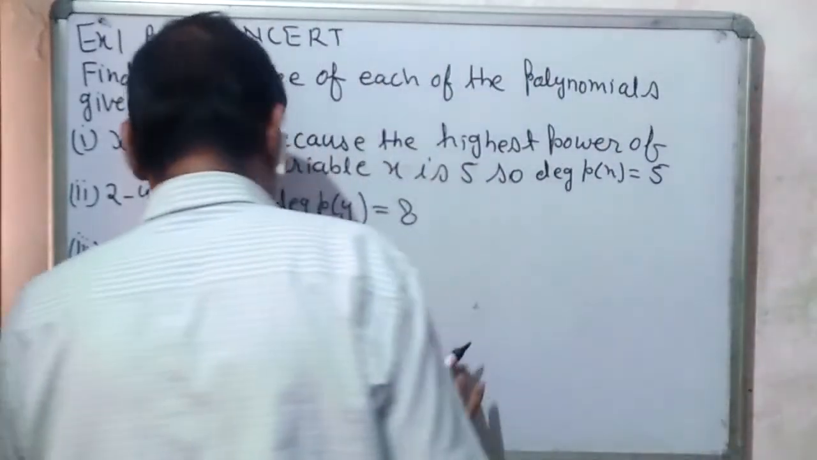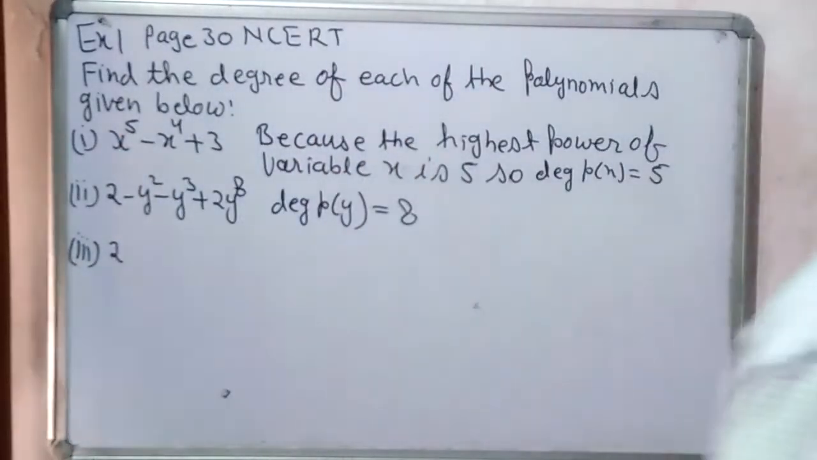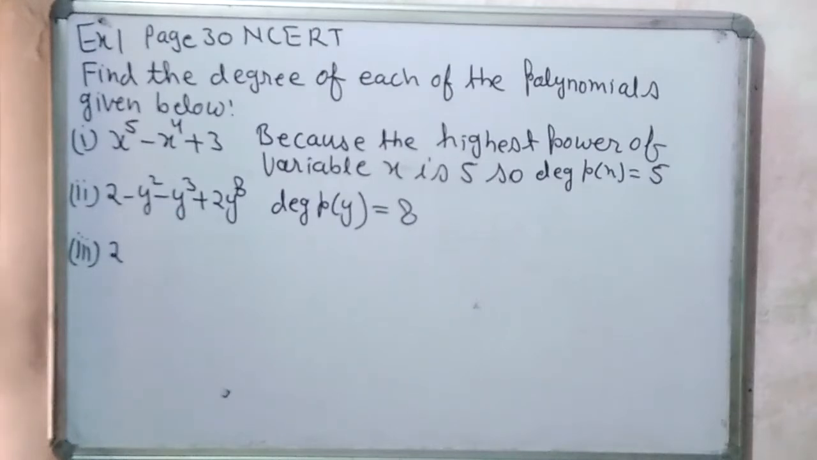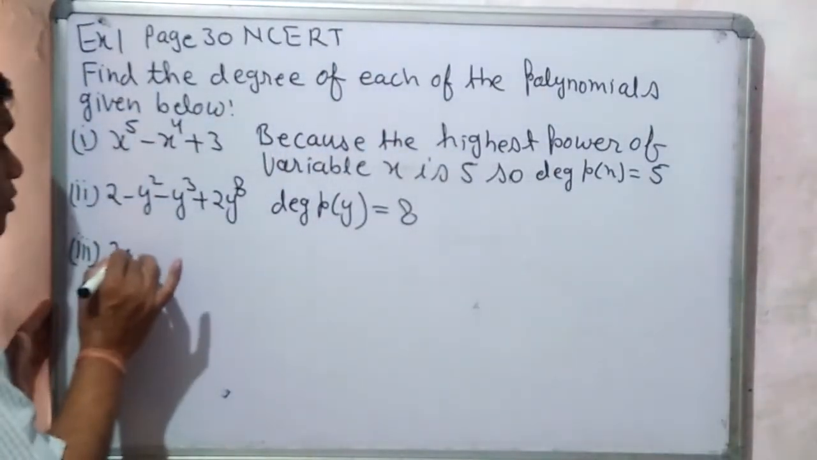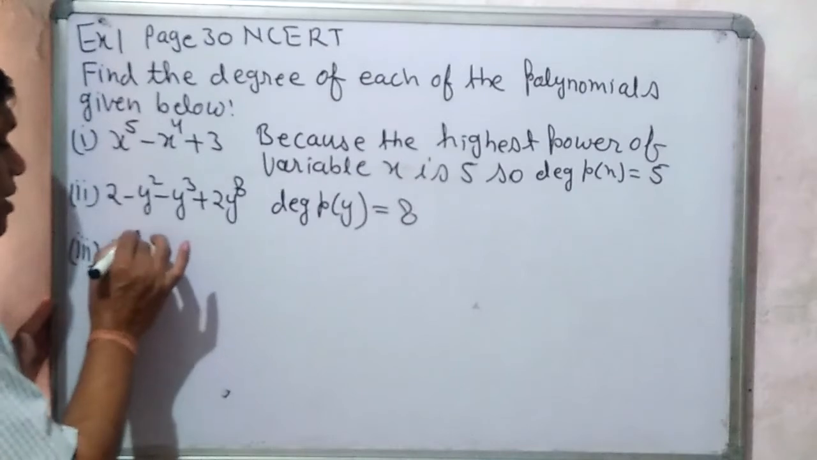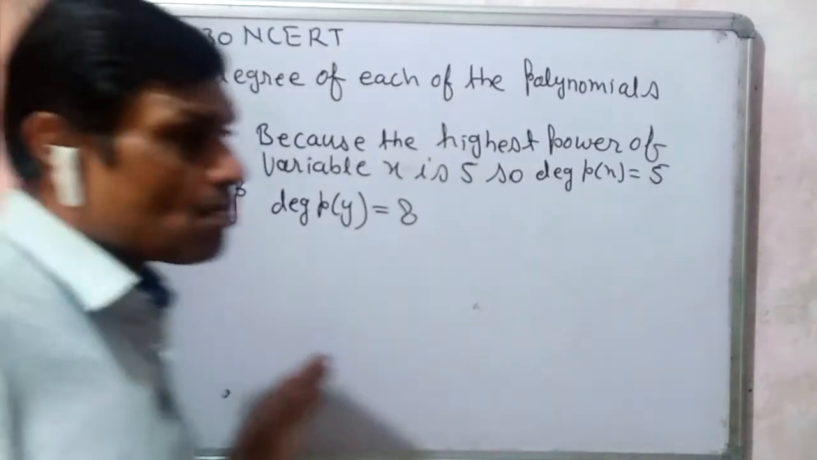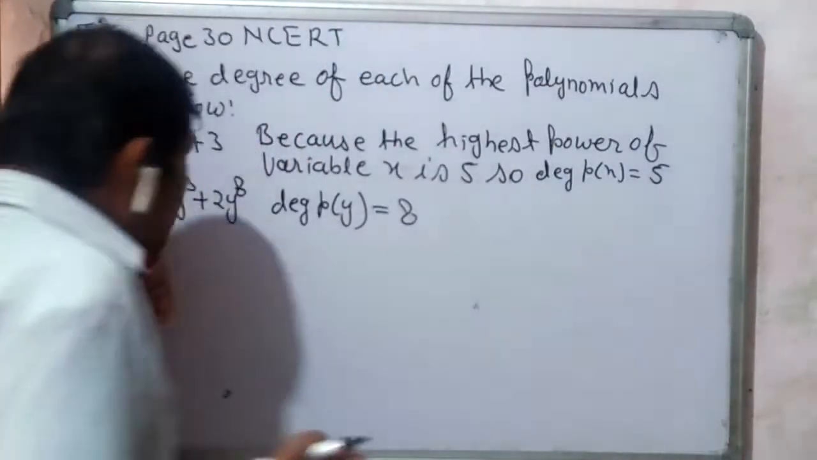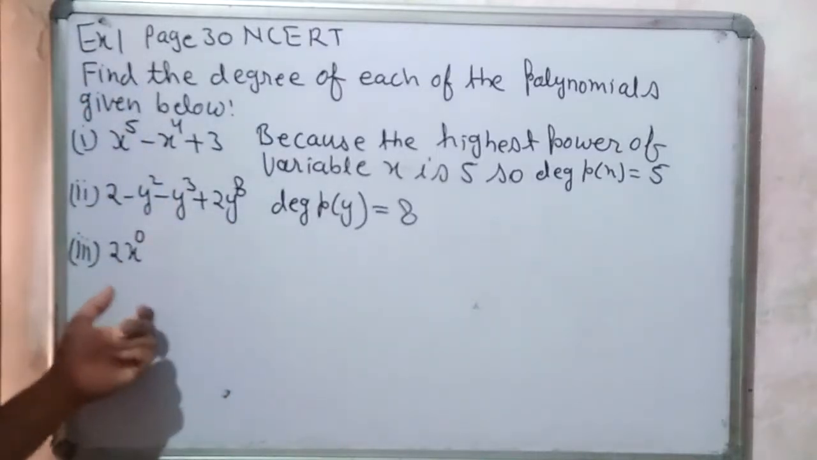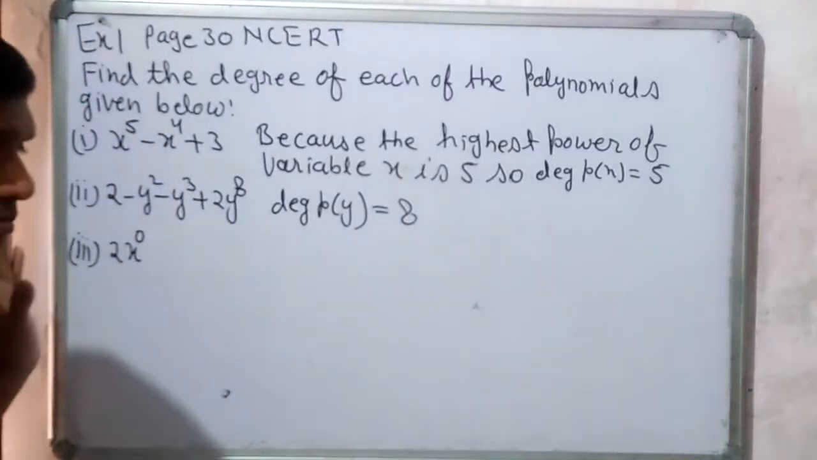What about the third part? No variable. No variable. So is there no degree? Degree है. It is there. Can we write this 2 as 2 into x raised to power 0? Anything raised to power 0 is 1. So here, can we say this is a polynomial first of all? Yes, it is a polynomial.